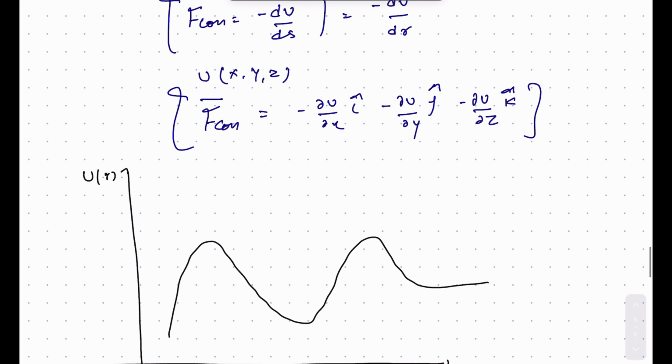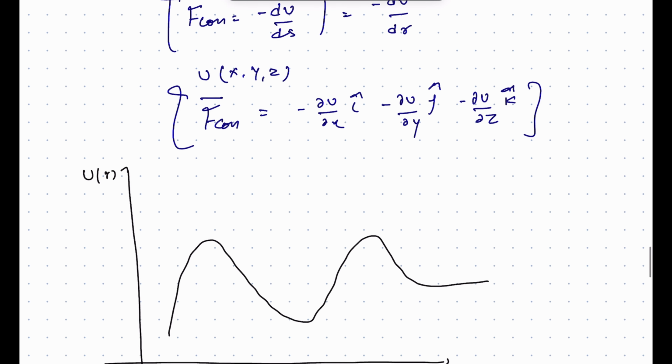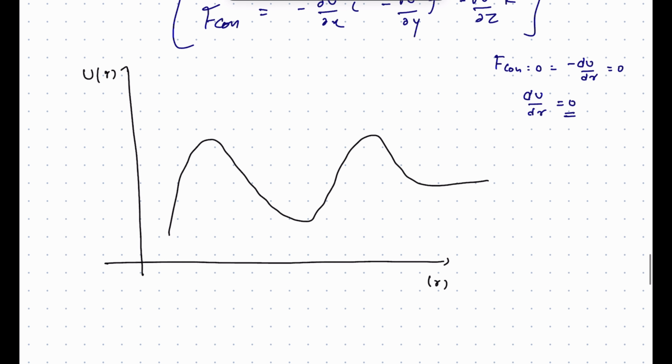Okay, so conservative force is 0, it means F conservative is 0, it means minus of dU by dr must be 0. So dU by dr must be 0. From here I can say, if you look at this graph, dU/dr will be 0 at either the maxima like this, or otherwise the minima, or otherwise a flat graph like this. So all these points are points of equilibrium.